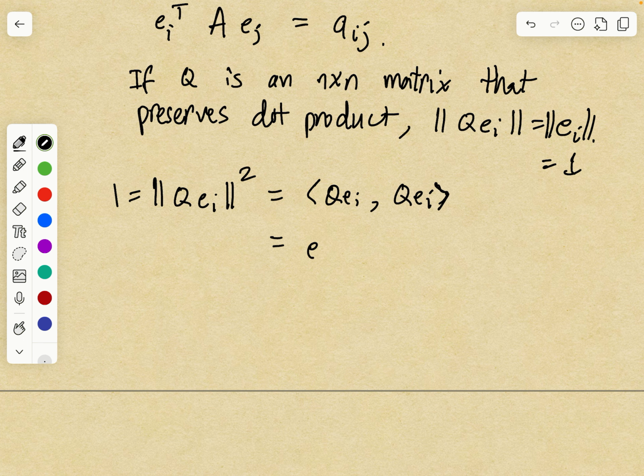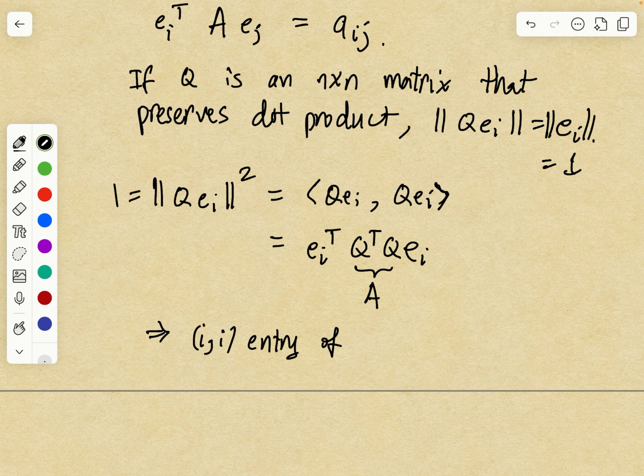And this is the same as e_i transpose times Q transpose Q e_i. So since I have this matrix Q transpose Q, let's just call that A, I have e_i transpose A e_i, and I know it's 1. So therefore, the ii entry of Q transpose Q must be 1. Right? So Q transpose Q, I'm trying to show, is the identity matrix. We've just proven that the diagonal entries must be 1.